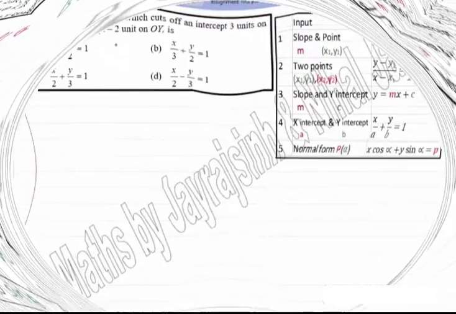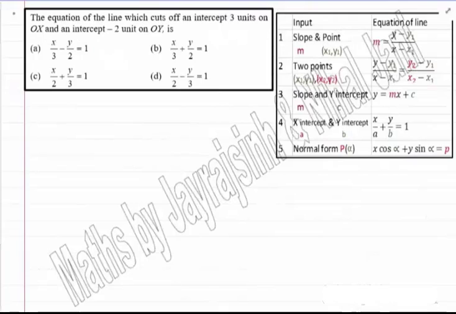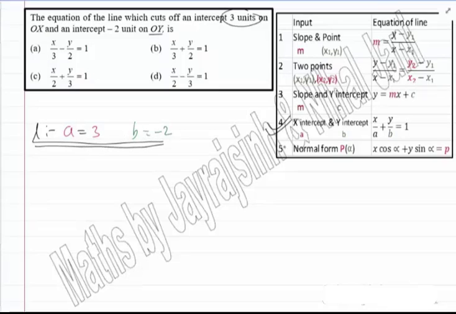Please be careful when you select the option. The next easy peasy question is the equation of line which cuts off intercept 3 units on the OX, or we can say x-axis. So we can say our line's x-intercept is 3 units, and minus 2 on OY, or we can say y-intercept is minus 2. So by getting this data, we can easily use the intercept form to get the equation of line, right? So let's use it.